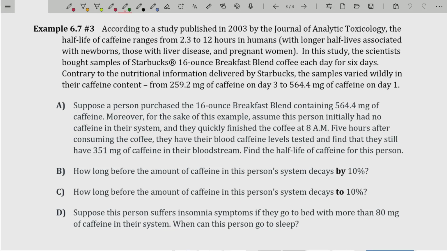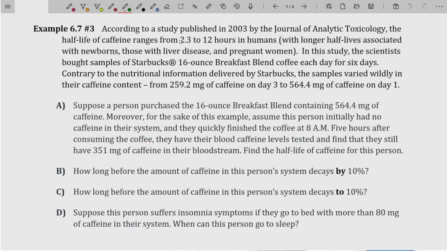Suppose a person purchased a 16-ounce breakfast blend containing the 564.4 milligrams of caffeine. That's not unheard of because we've just heard of it. It's actually an experiment. Moreover, for the sake of this example, assume this person initially had no caffeine in their system. So they came in dry, basically. They haven't had caffeine for a few days or weeks. And they quickly finished the coffee at 8 a.m. 5 hours after consuming the coffee, they have their blood caffeine levels tested and find they still have 351 milligrams of caffeine in their bloodstream. Find the half-life of caffeine for this specific person.